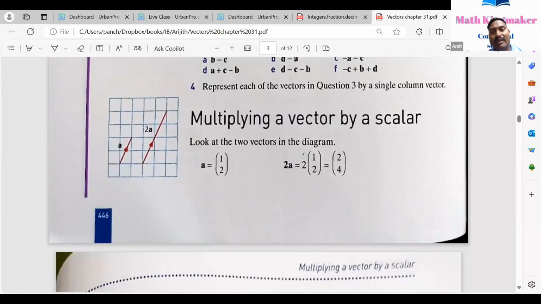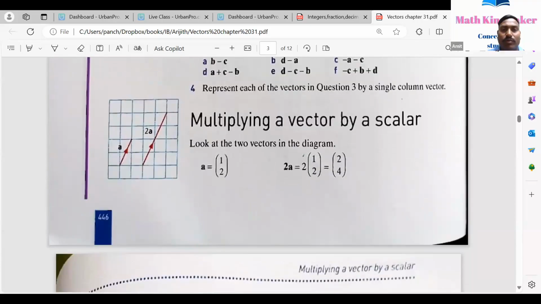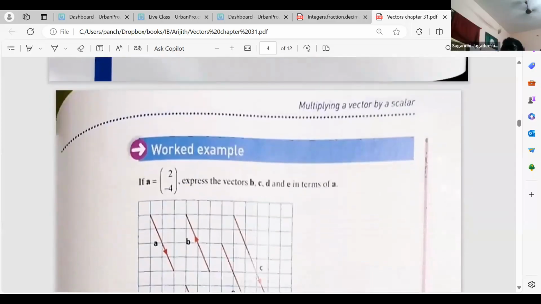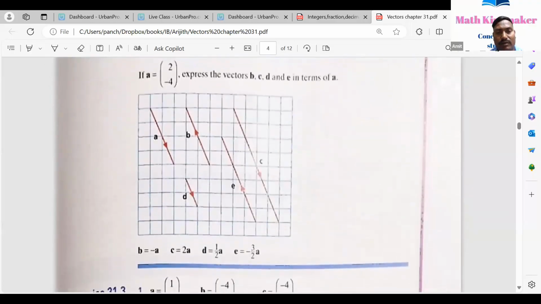Now, multiplying a vector by a scalar. That is very simple. If you multiply a vector by a scalar, it will be multiplied by x as well as by y. So if a is 1, 2, 2a is 2 into 1, 2. So it is 2a, 2 and 4. 2 will be multiplied in 1 as well as in 2. So it becomes 2 and 4. So this a is 1, 2 and this 2a becomes 2, 4.